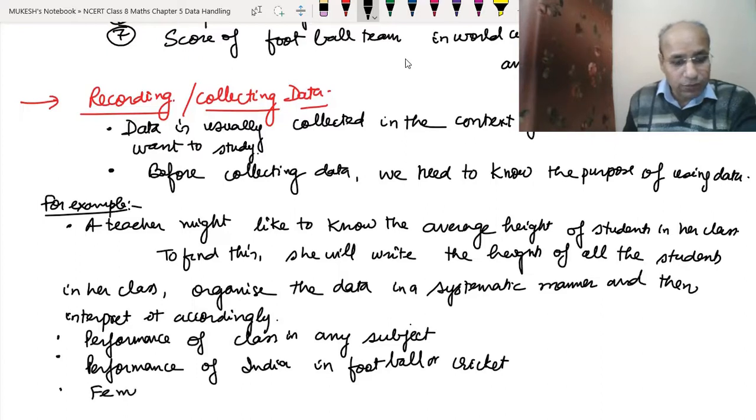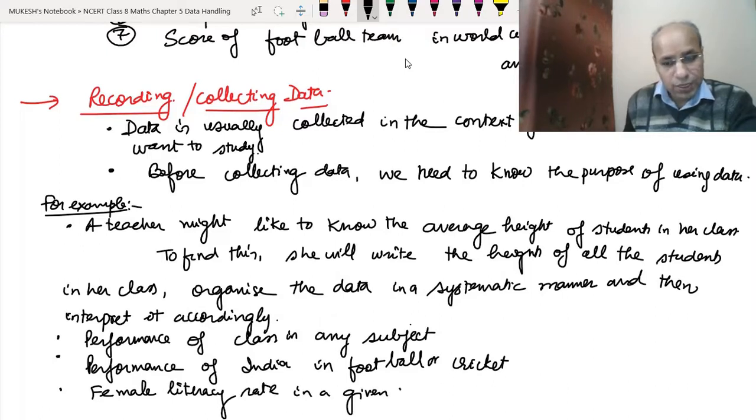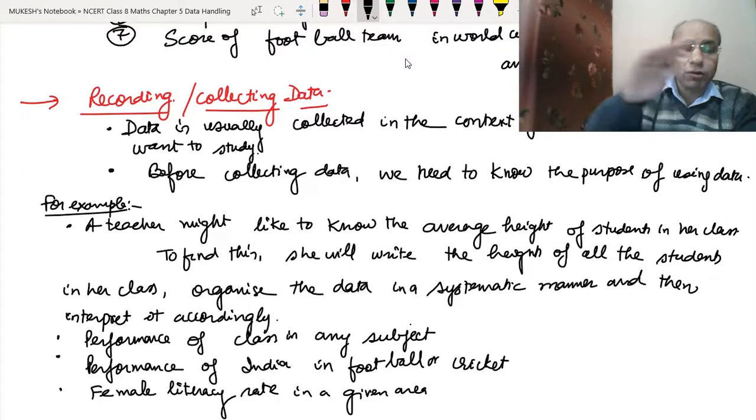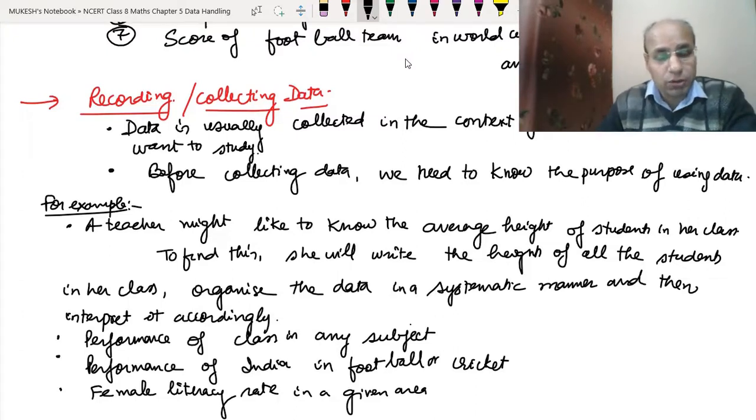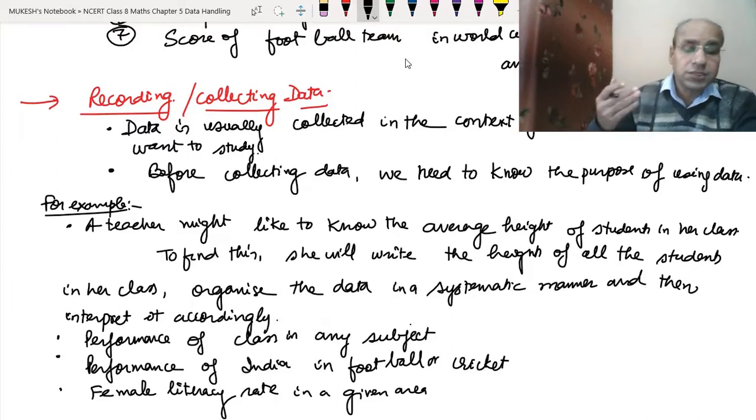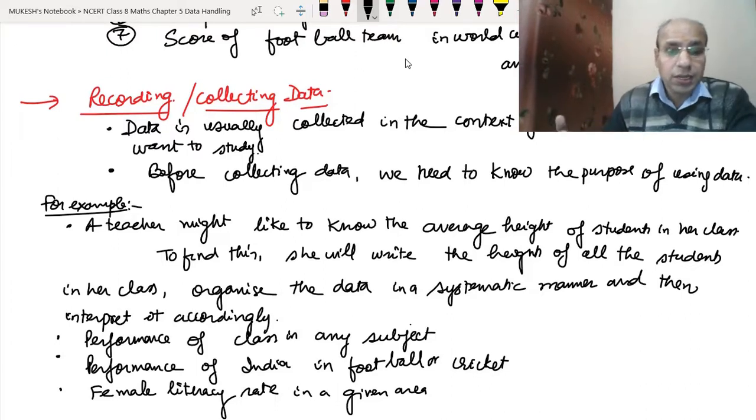Sometimes we need to know the literacy rate also, the female literacy rate in a given area. Okay, suppose we need to find it in a particular mohalla or particular colony, then we can go to each and every house and ask them how much they have studied, until which class they have studied. Okay, what is their education. So this gives us the literacy rate, that is, how many literate females are there in that particular area.